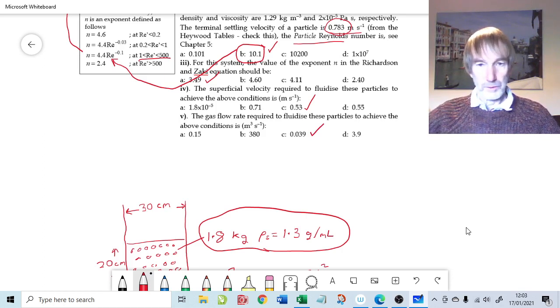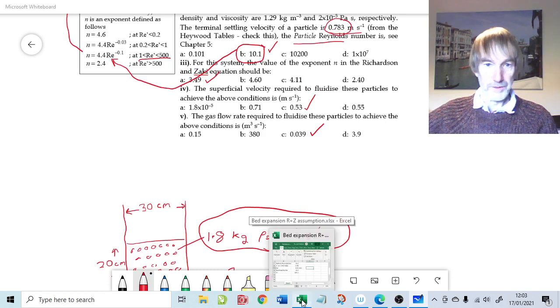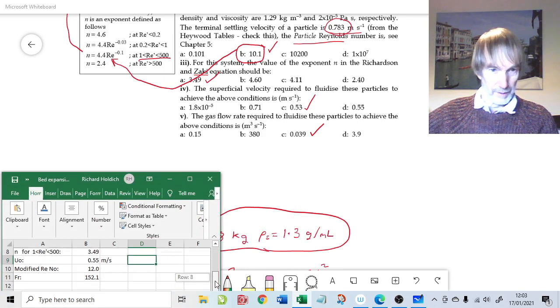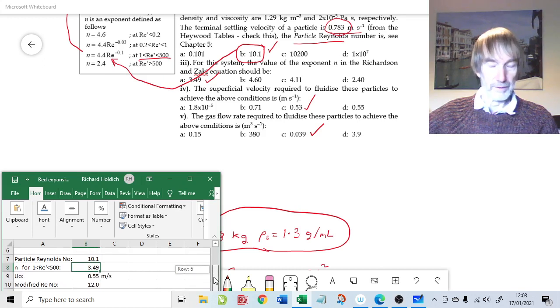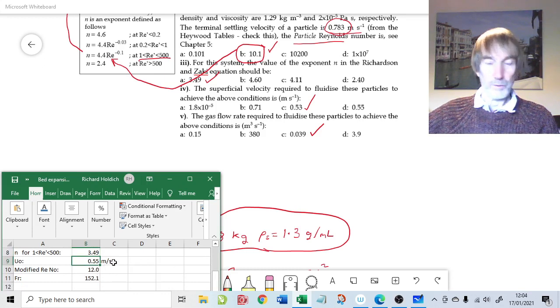So that's actually answered all the questions, but there is a little bit I'd like to just add on here. Let's just investigate what we were doing a little bit further, because there's our particle Reynolds number, which we calculated to be 10.1. That was our value of the Richardson and Zaki exponent, 3.49. The U0 of 0.55. We've got everything we need here to calculate the modified Reynolds number.